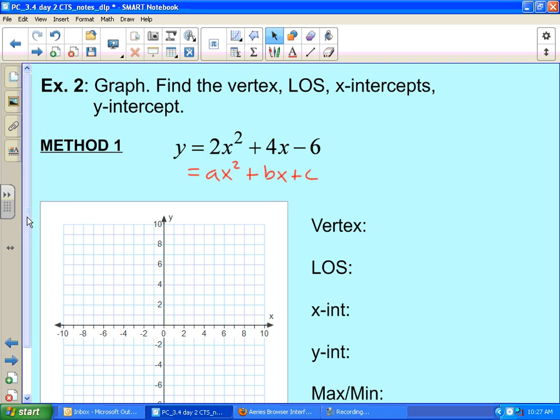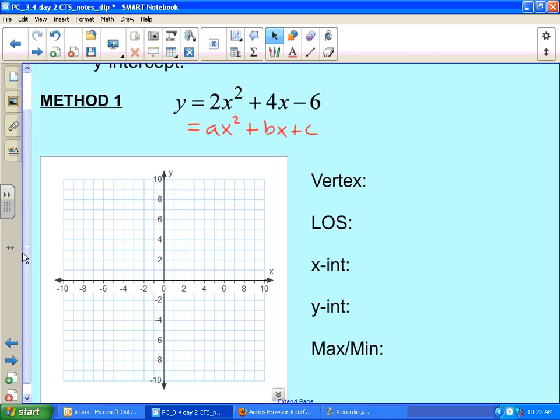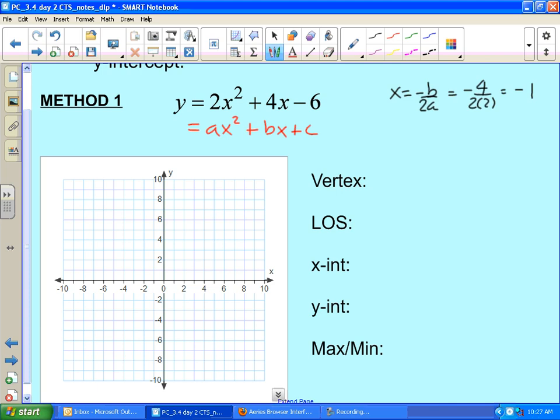Now we find our vertex differently too, because I don't have it kind of screaming at me. So what we do to find our vertex is we use our negative b over 2a line of symmetry equation. So we find a, we find b, we plug them in. So negative 4 over 2 times 2. That gives me a negative 4 over 4, which is a negative 1. Now that's not the vertex. That's the x part of the vertex.